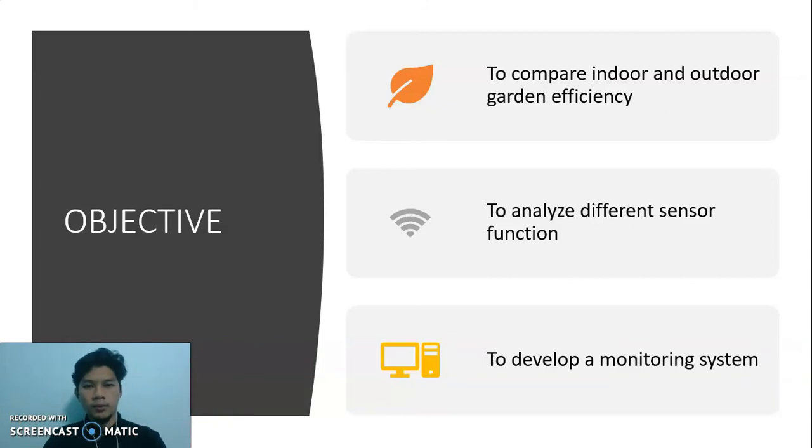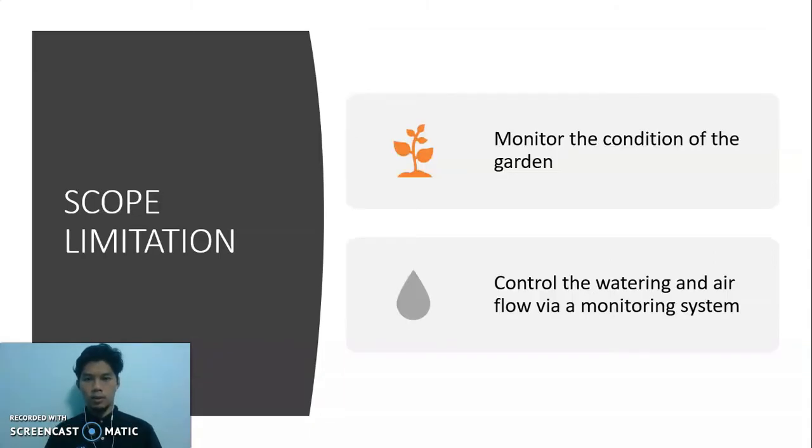So the first objective of my project is to compare indoor and outdoor garden efficiency. The second objective is to analyze different sensor functions. The third objective is to develop a monitoring system. The scope limitation in my project is that the project is only to monitor the condition of the garden, and it controls the watering and airflow via a monitoring system.